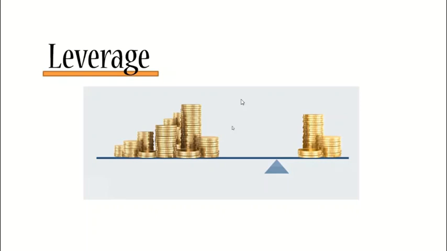So what the broker does, if you're looking at the scale here, the money on the left is the amount that is going to be paid by the broker, and the money on the right is the amount that you will be paying. So basically what happens here with leverage is that the broker gives you 99% of the money that is needed to trade.